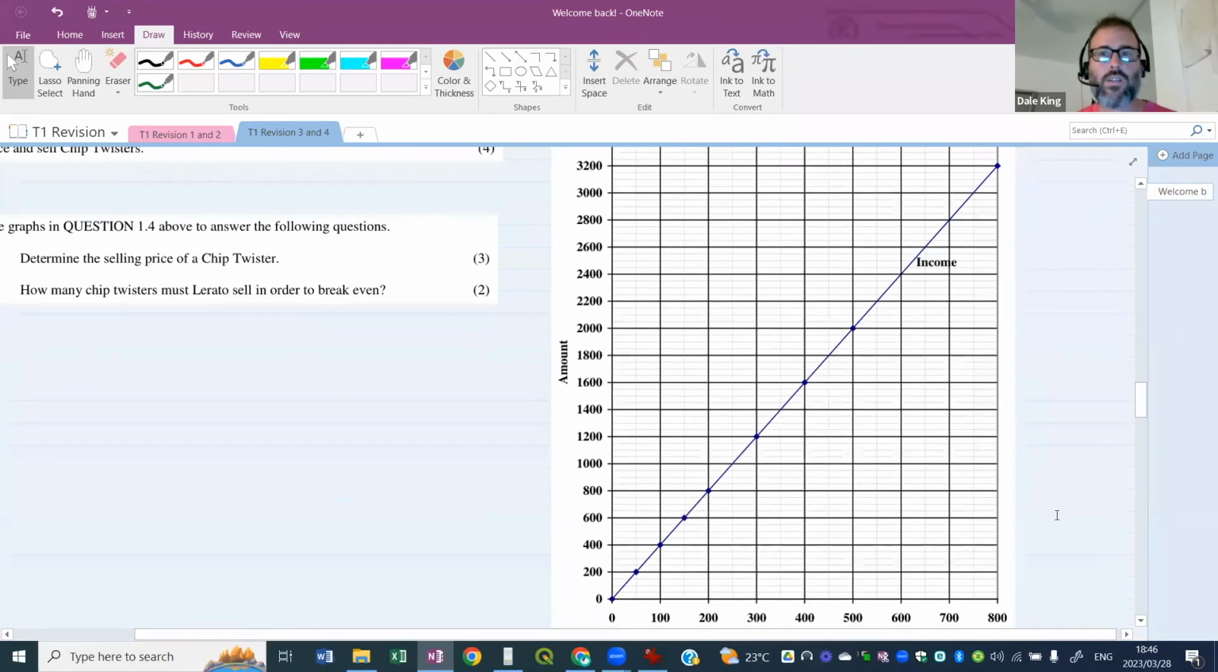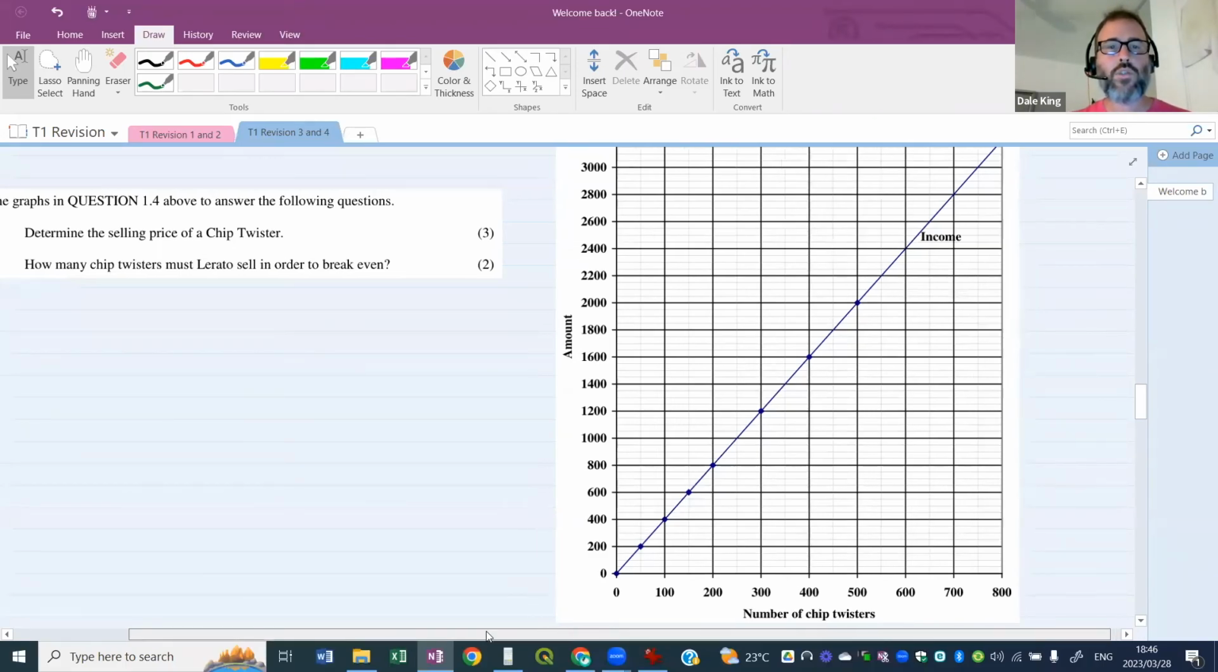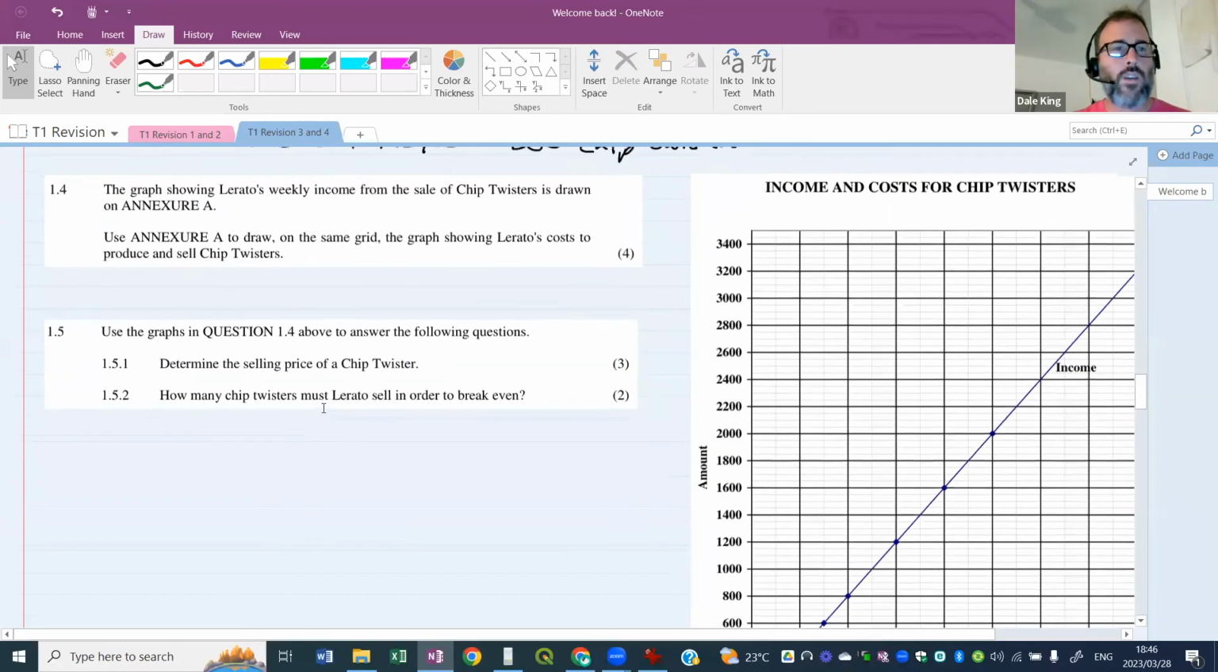This is not costs now. This is income. How much she gets in. Right, so on the y-axis, we've got the amount in rands, and on the x-axis, we've got number of chip twisters. Okay, and they've plotted the graph for you. They've got an equation, maybe they drew a table, and they plotted this line for you. So they're saying, guys, this is the income that she's getting into her business now. So there's the income shown on the graph. Let's go back to the question.